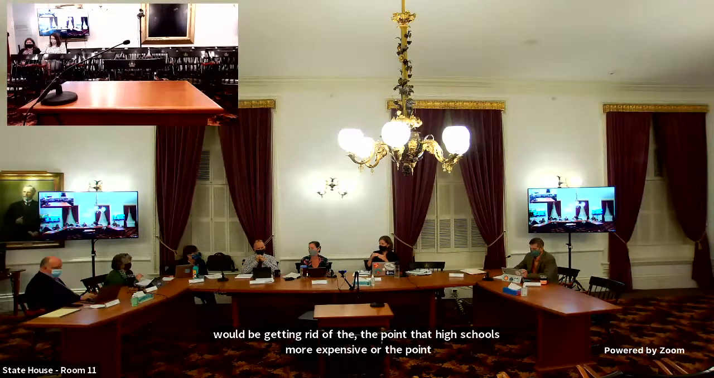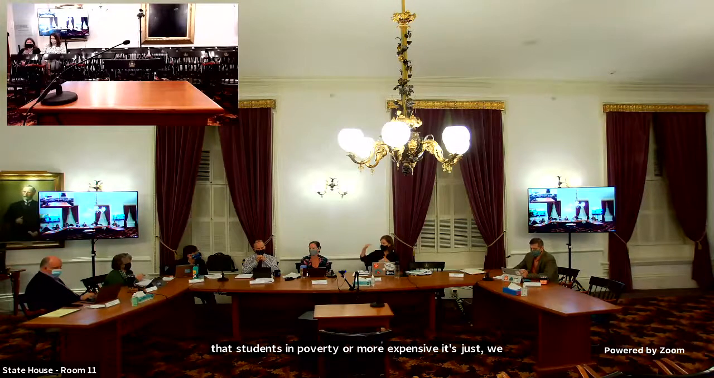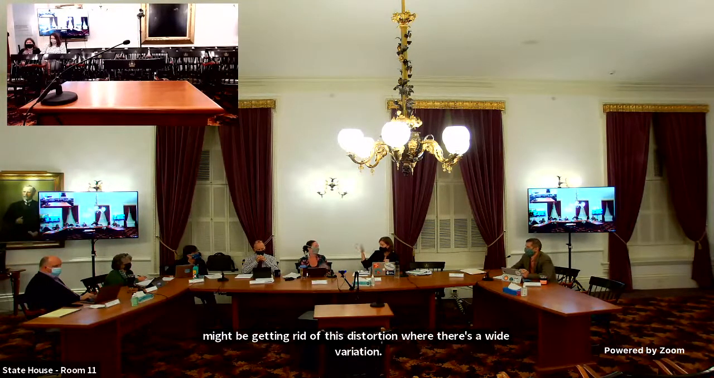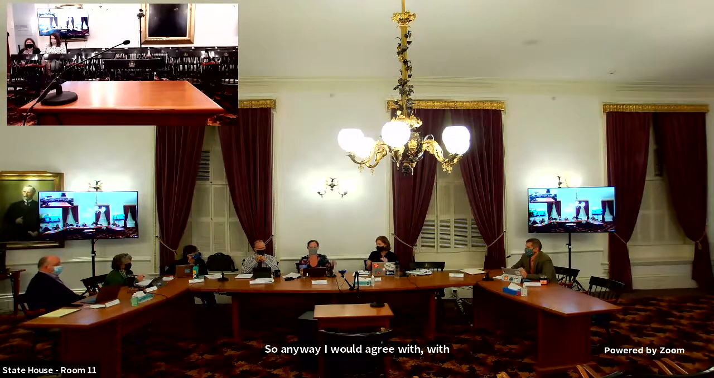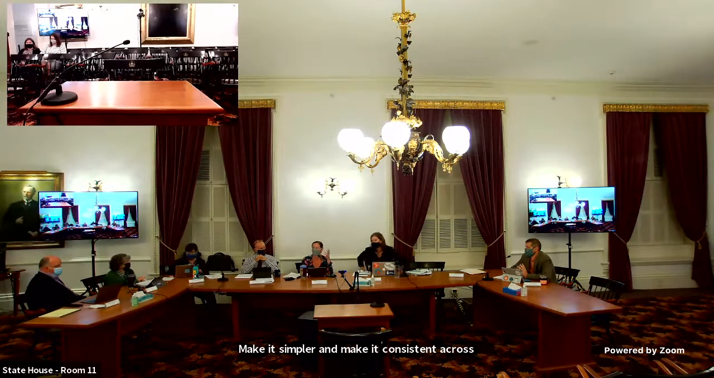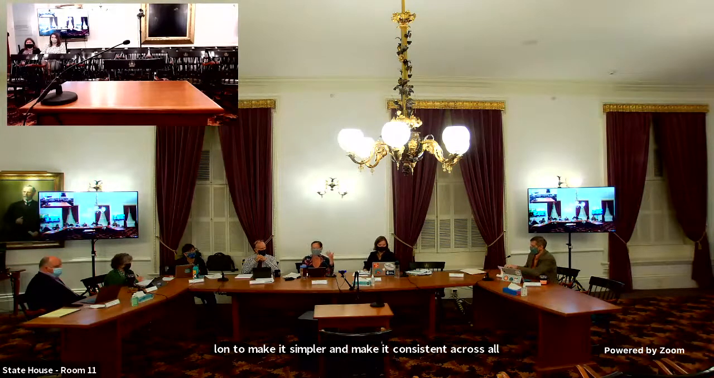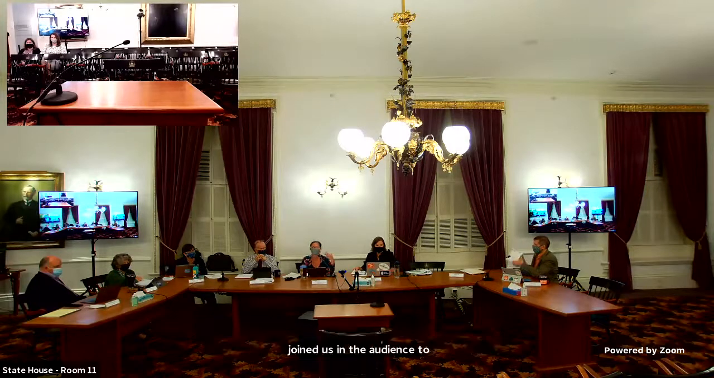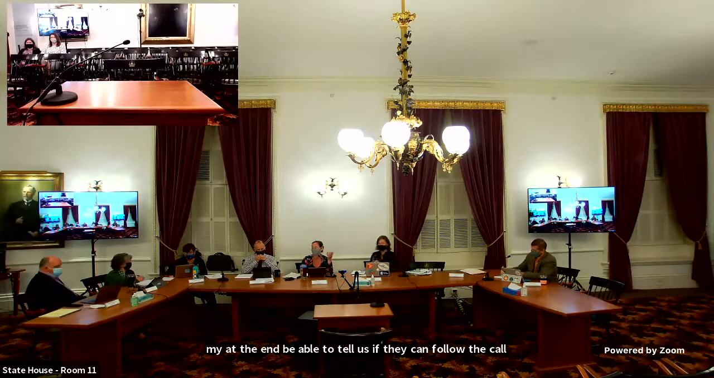It's just, we might be getting rid of this distortion where there's a wide variation. So anyway, I would agree with Representative Conlon that I think it makes sense to make it simpler and make it consistent across all the weights. One example that's useful for me, and I think it's really fun that we have two of our colleagues who have joined us in the audience who might at the end be able to tell us if they can follow the conversation about the algebra, in the hopes that maybe we would then be able to explain it to our colleagues, as Representative Beck mentioned.